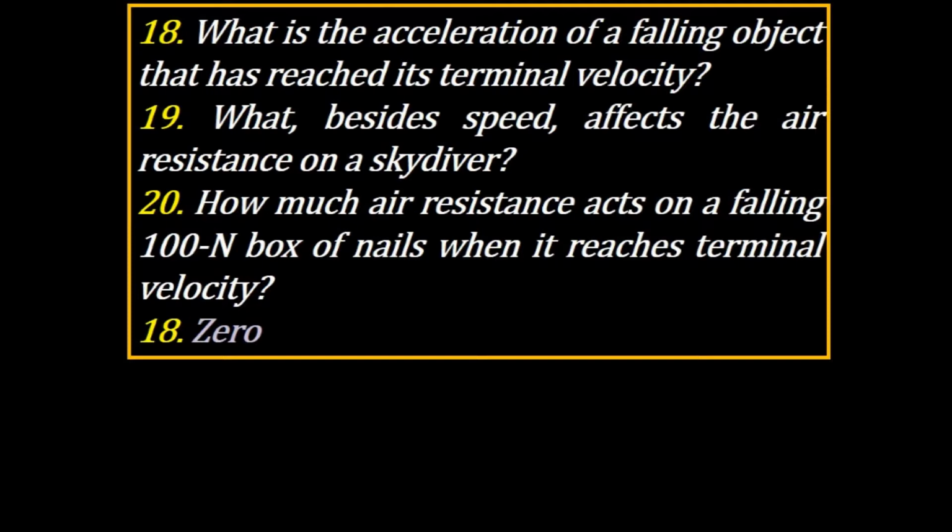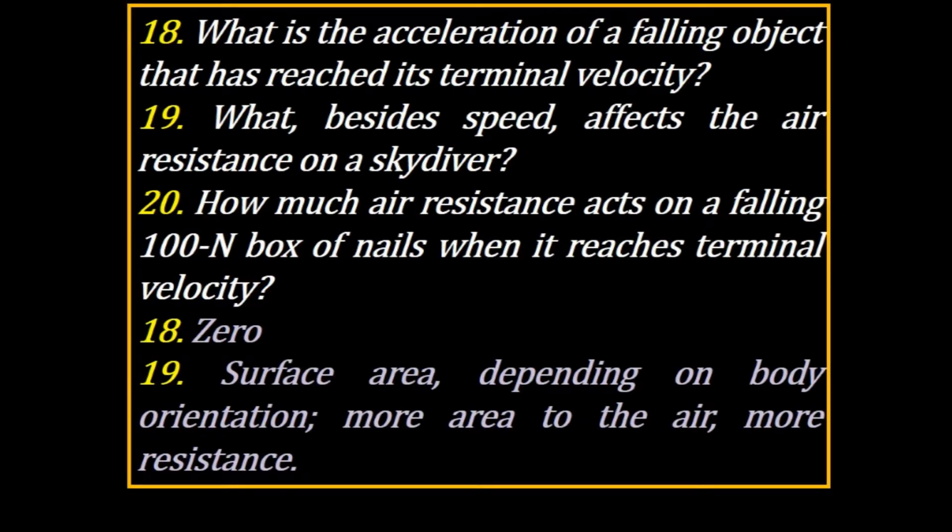What besides speed affects the air resistance on a skydiver? It would be the surface area. In other words, are they lying flat? Are they pretending they're a bird? Are they going feet first and going straight down? So surface area, depending on the body orientation. The more area presented to the air, the more resistance, and the sooner they're going to reach terminal velocity. And why is that?